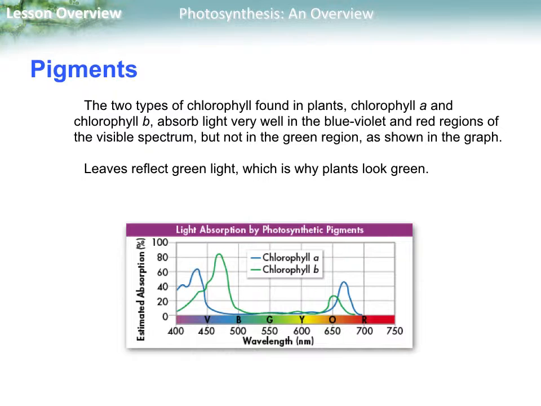So chlorophyll A and B both absorb much more in the violet blue areas than they do in any other, but they absorb more in the orange red than in the green or yellow, right? Leaves reflect green light, which is why plants look green.